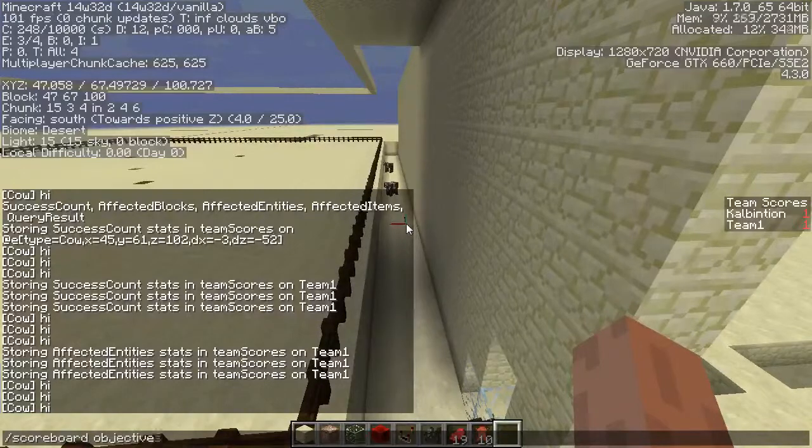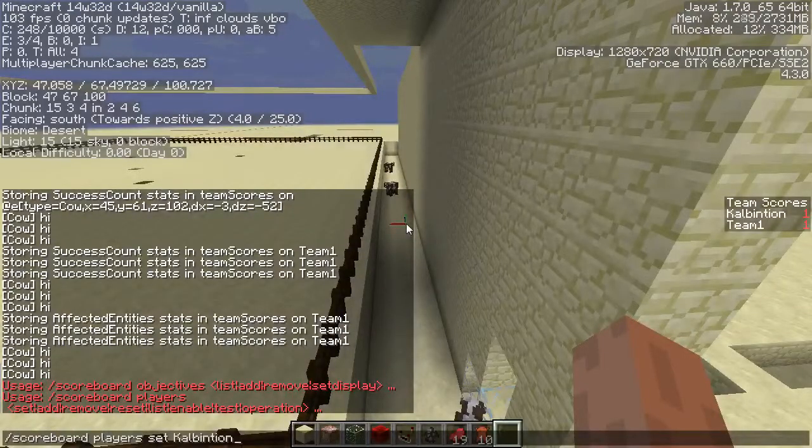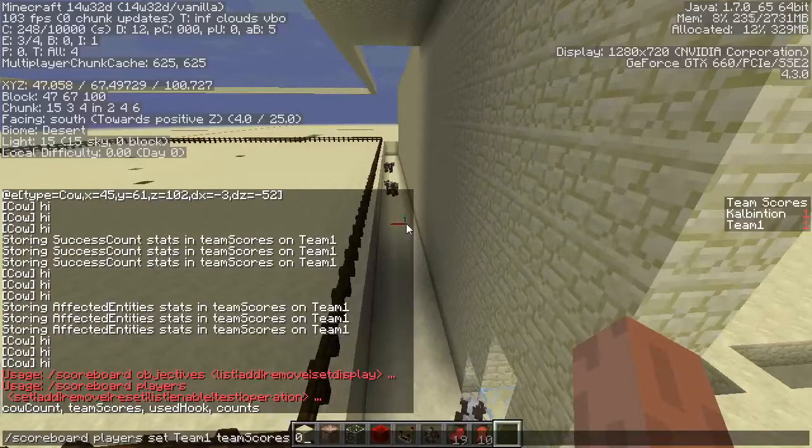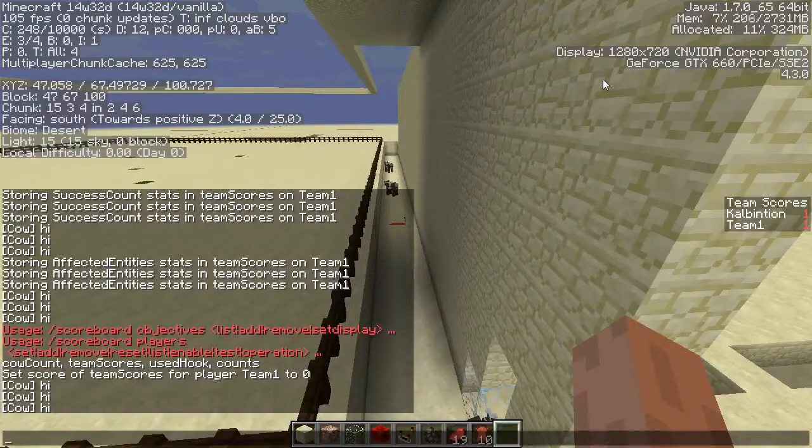Scoreboard, objectives. Scoreboard players. Set team 1. Team score is 0. And if I tell the cows to say hi, because that executes a command which causes it to notice the stats, then it updates to 1. Why is this command so weird? I don't think I've ever come across a more weird command.